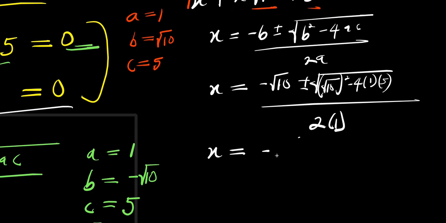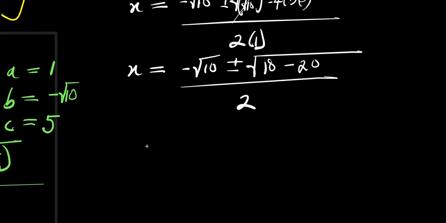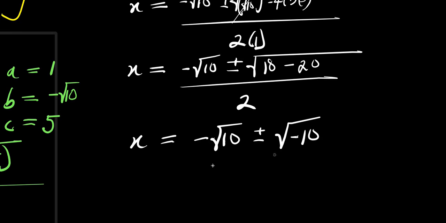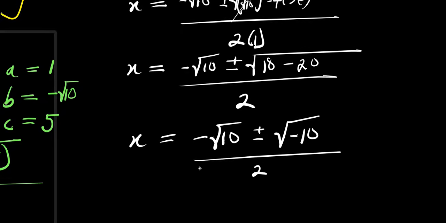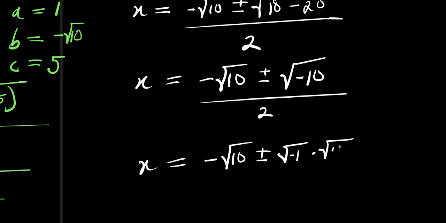From here you have x equals negative root 10 plus or minus the square root of; the square root cancels the square. I have 10 minus 20, divided by 2. So from here, I have x equals negative square root of 10 plus or minus the square root of negative 10, divided by 2. So we have x equals negative root 10 plus or minus the square root of negative 1 times square root of 10, divided by 2.